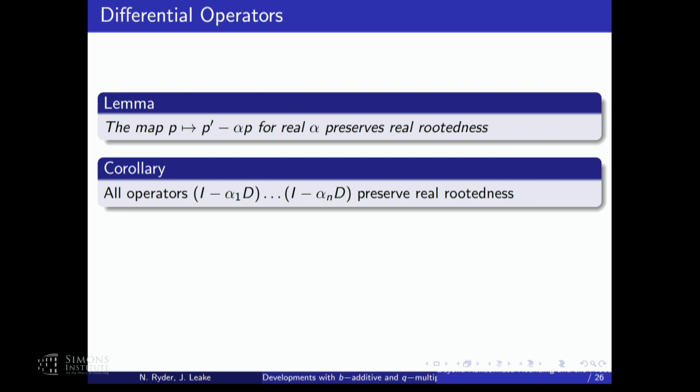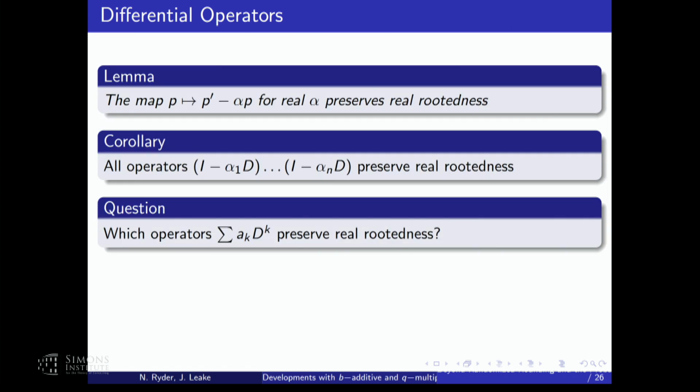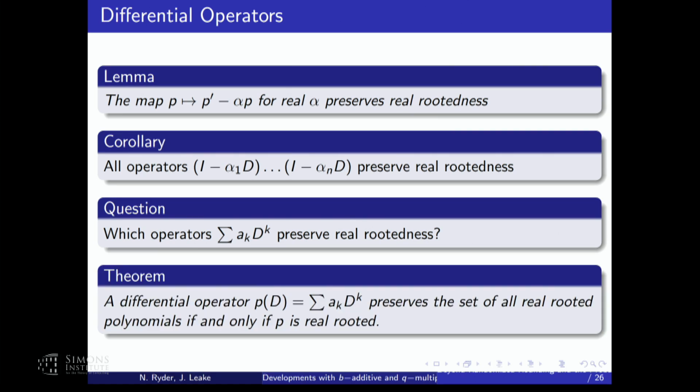I like to think of this as a polynomial in D, where if I wrote it as p of D, then p would have real roots. And so we could ask more generally which polynomials in D, which I'll call differential operators, preserve real-rootedness of unbounded degree. It's an older theorem that the differential operators which preserve all real-rooted polynomials are exactly the ones which come from real-rooted p.